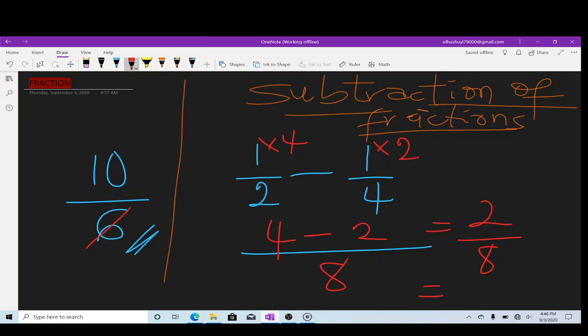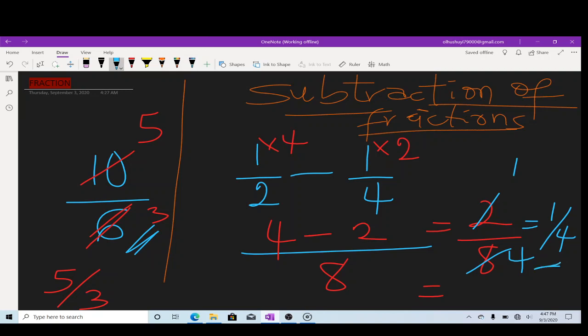Just like this, you can divide. If you divide this, 2 in 2, 1. 2 in 8, that's 4. So your answer will be what? 1 divided by 4. And that gives the final answer for that question.